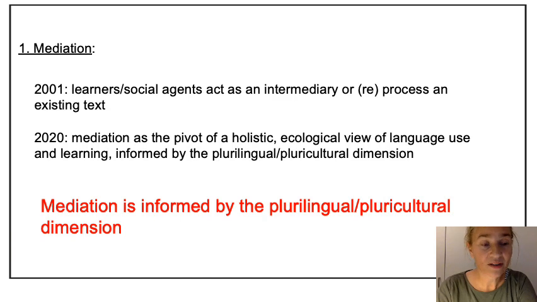In the 2001 companion volume, mediation was defined as learners or social agents acting as an intermediary or reprocessing an existing text. Now in the 2020 edition, that has changed somewhat, where mediation is defined as the pivot of a holistic ecological view of language use and learning, which is informed by the plurilingual and the pluricultural dimension. So as you can see in the 2020 volume, mediation and the plurilingual and pluricultural dimension are drawn together to form interlinking concepts, as it were.